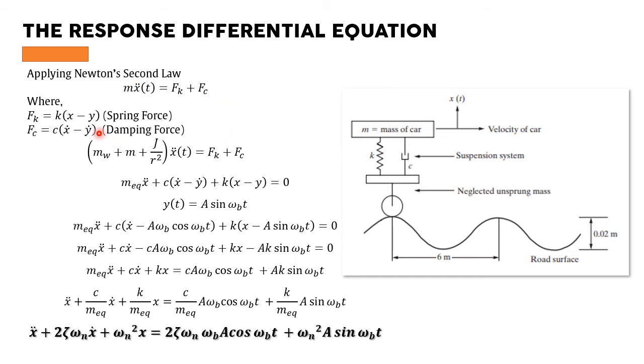After applying Newton's second law, which includes both the spring force and the damping force, the mass is given as the equivalent effective mass, which we found in the previous slide. It includes the mass of the wheel, the mass of the car, and a part due to the rotation of the wheel. We have summarized this as an equivalent or effective mass, as you can see in this notation.